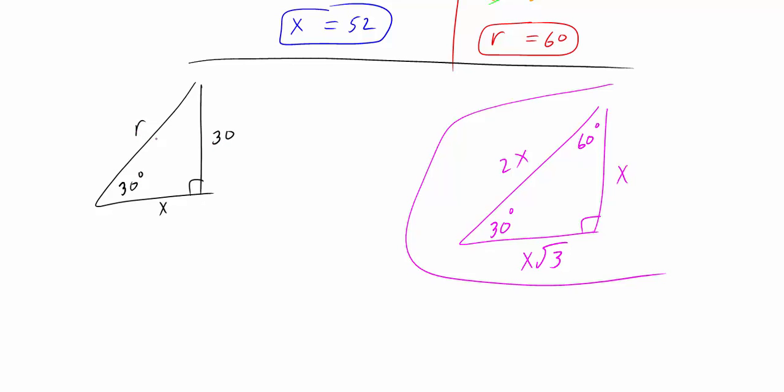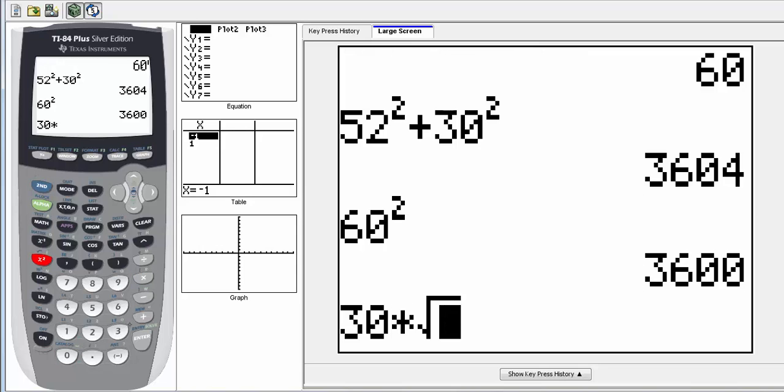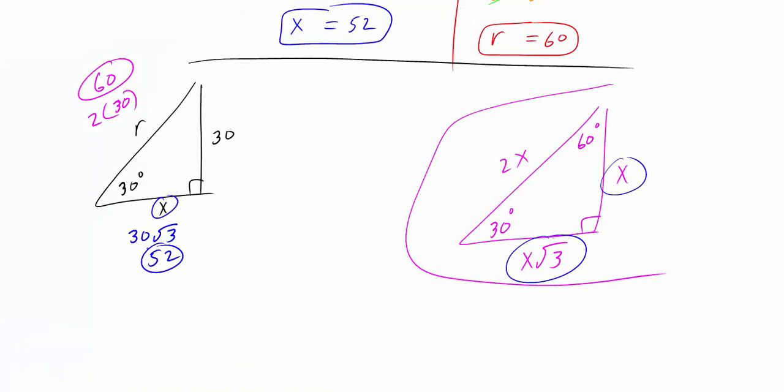Then that would tell us that r is twice as big. So that would tell us this would have to be 2x, which would be 2 times 30, which would be equal to 60. And then if we're going to calculate the value of x, that means we're going to take the 30 and multiply that by the square root of 3. So we would have 30 multiplied by the square root of 3. And let's see what we come up with here. We would take 30 multiplied by the square root of 3. And once again, we get 51.96, and so therefore that would round up to 52.